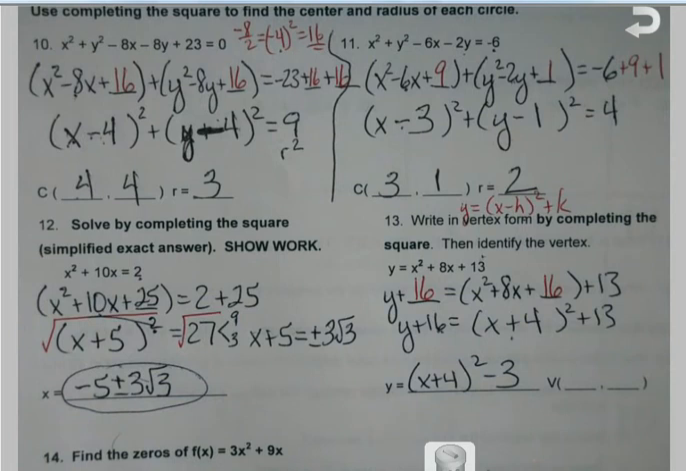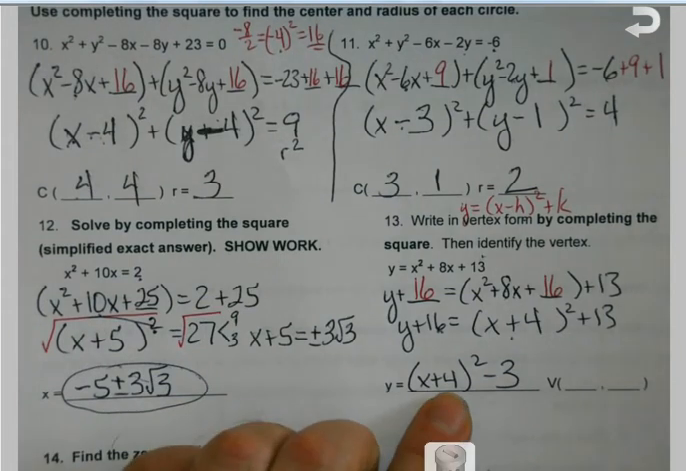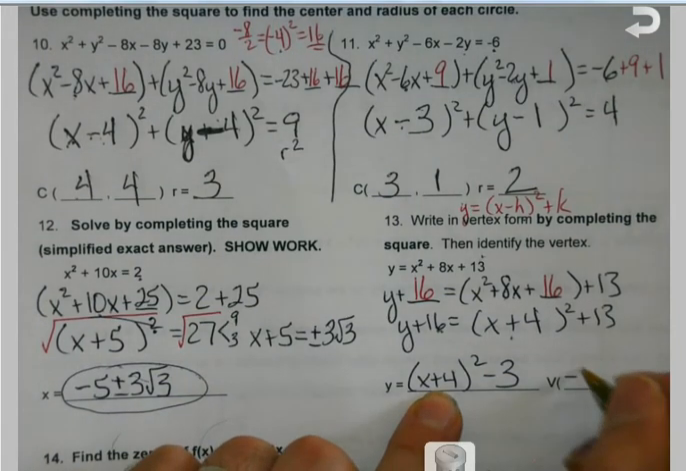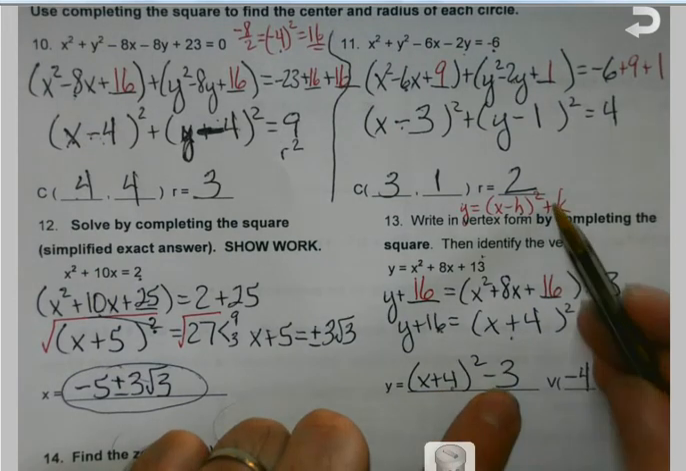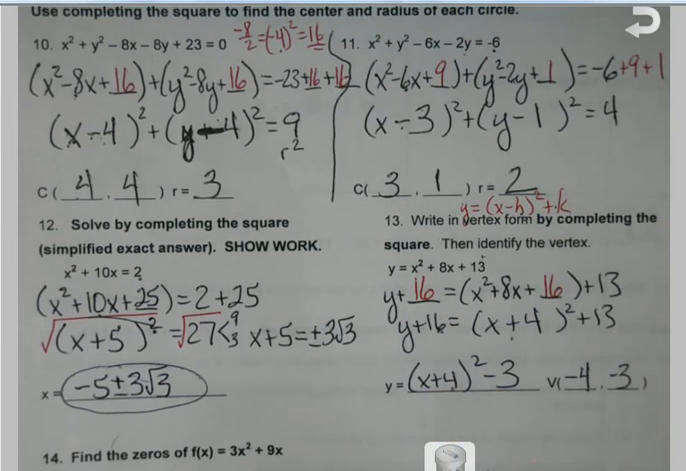So I've got my vertex form with my equation. Then my vertex, again, is just the opposite of h. The opposite of positive 4 is negative 4, but plus k. Don't change the k value. Leave it alone.